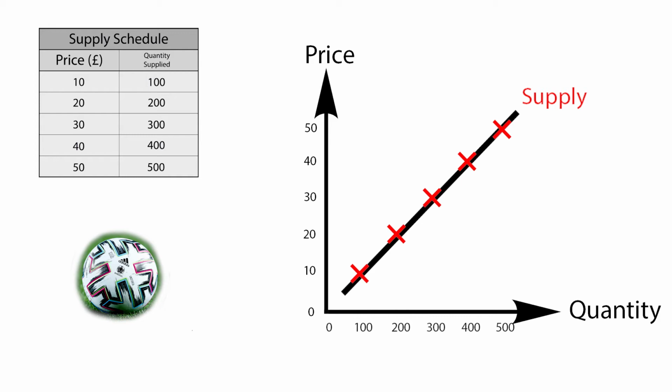For example, if the price is £10 per football, Adidas will sell 100. If the price is £30 per football, Adidas will sell 300. And if the price is £50, then Adidas will try and sell 500.